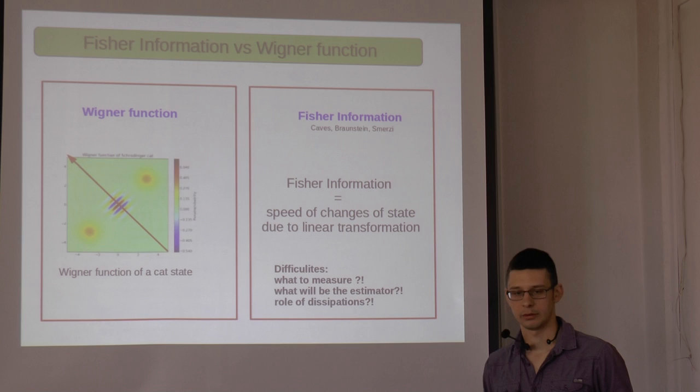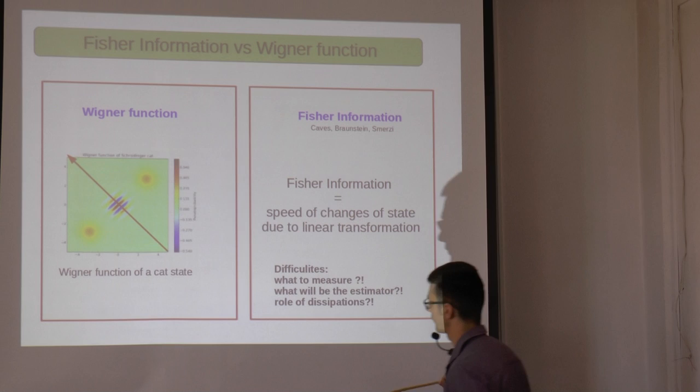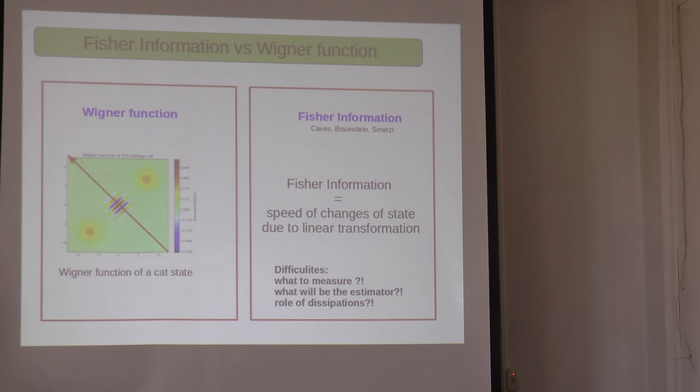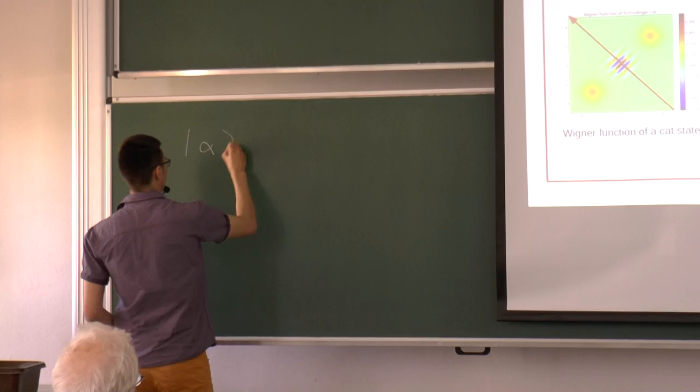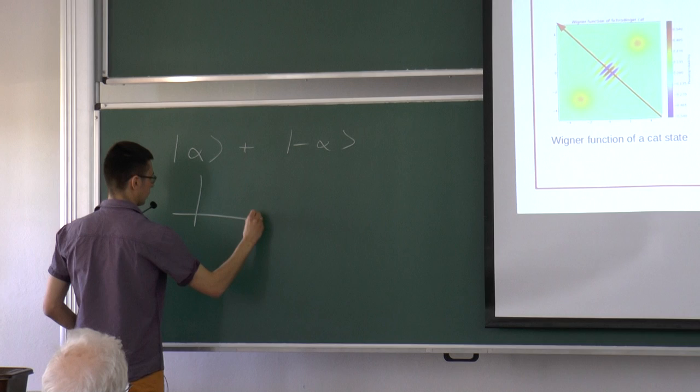What are the variables for this plot, what is X, what is Y? Maybe I should write it on the table. So the state is a cat state, yes. And on the axes there is the real part of alpha and the imaginary part of alpha. Yes.